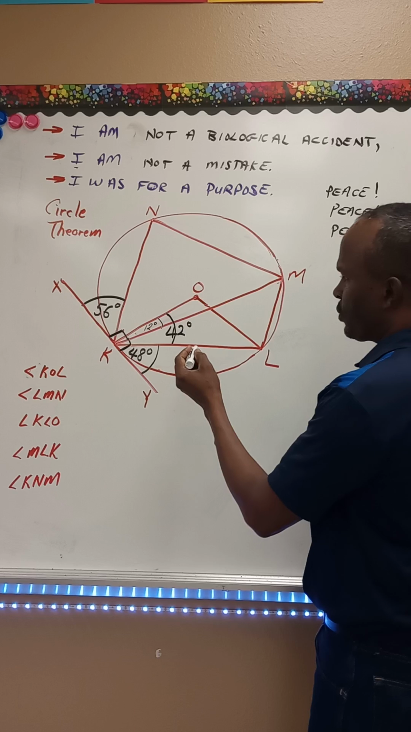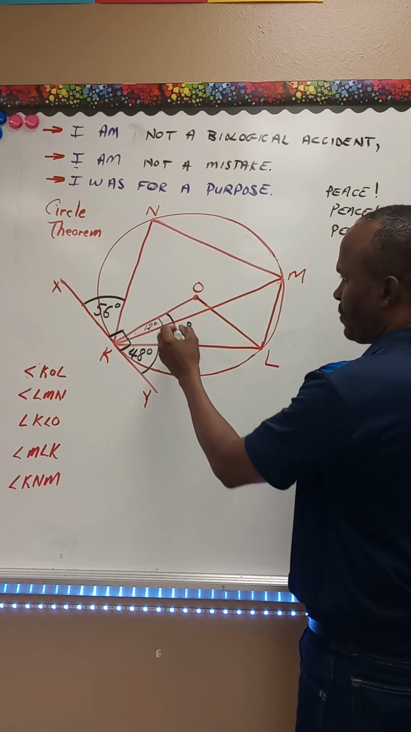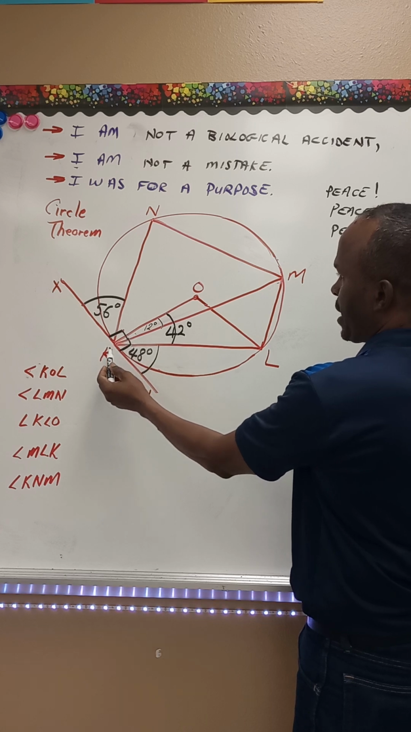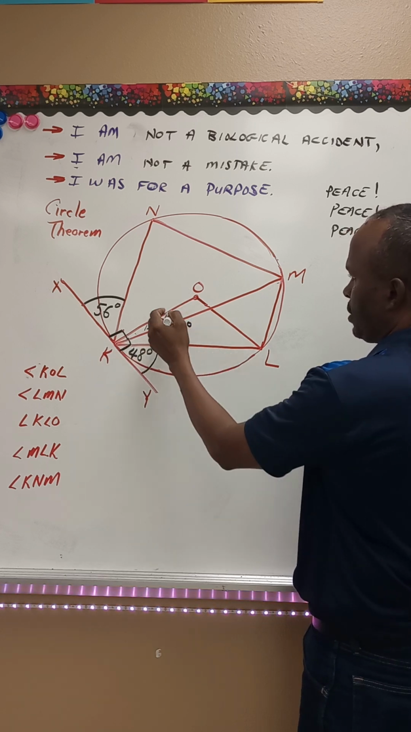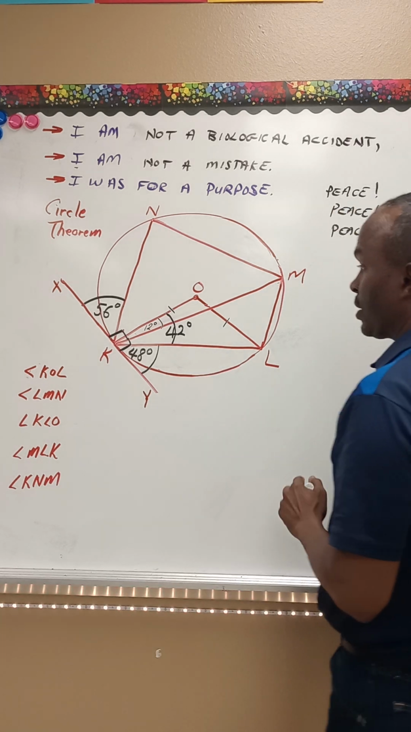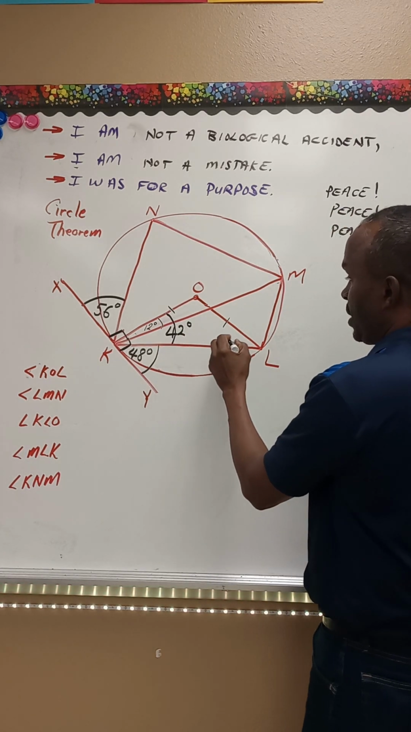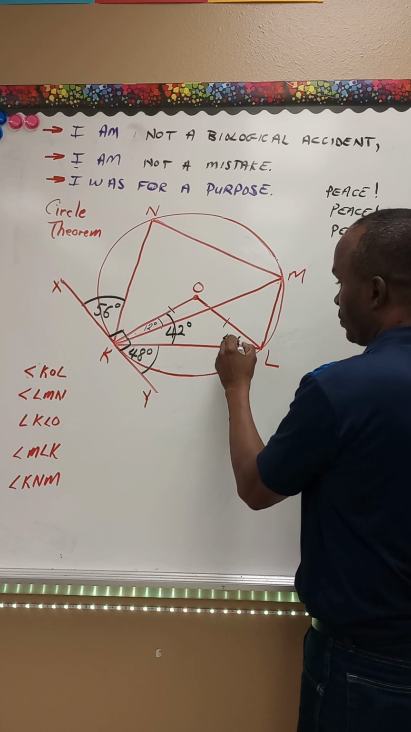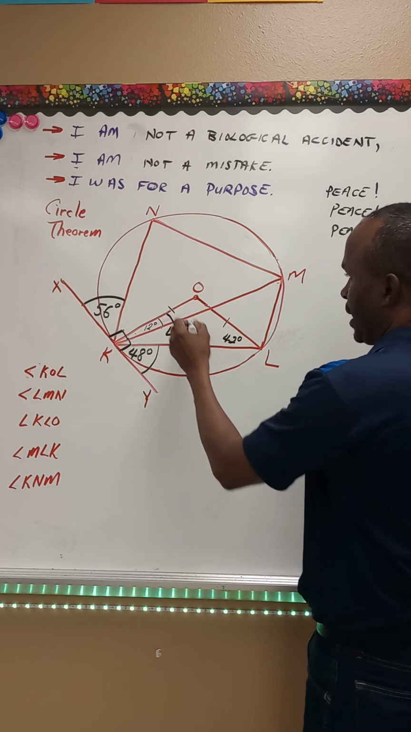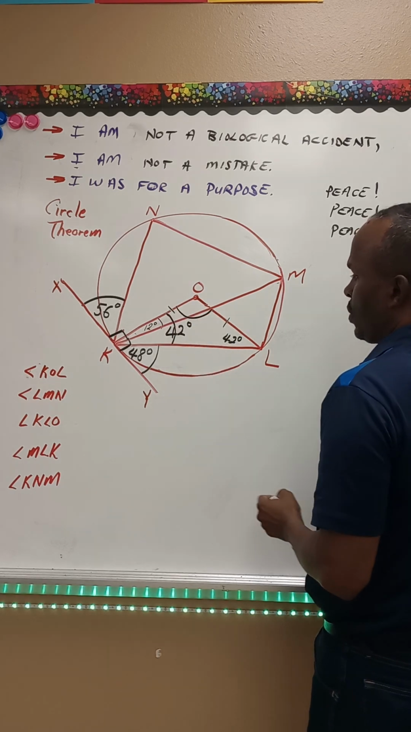So if you look at this triangle carefully, you're going to notice that we have radii OK and OL. So they're equal. So this is an isosceles triangle. So if this angle is 42, it means that this angle is 42. And for us to find angle KOL, that's this angle here, we would have to add up.